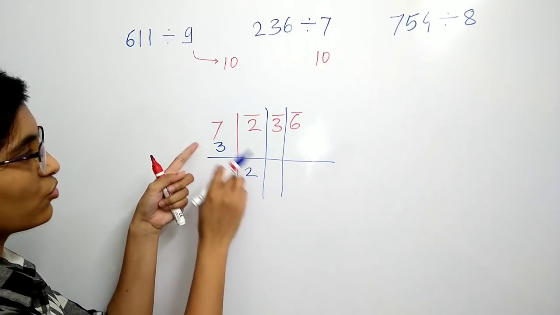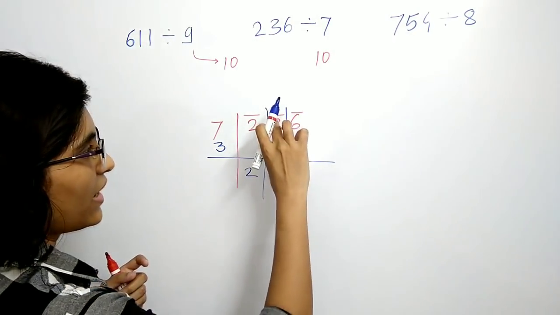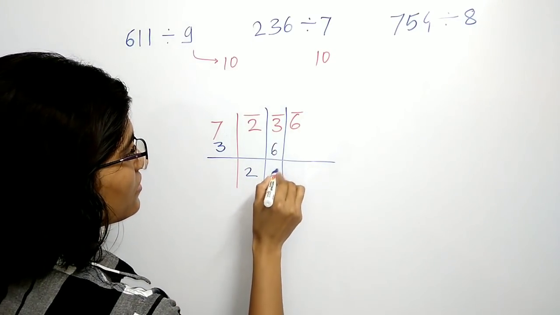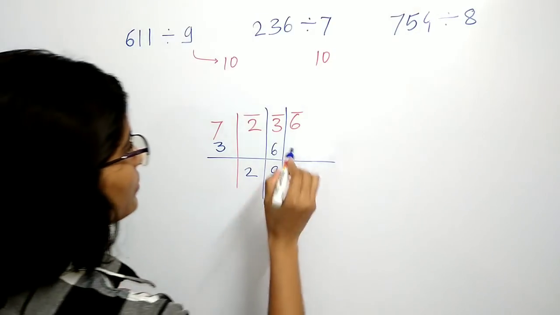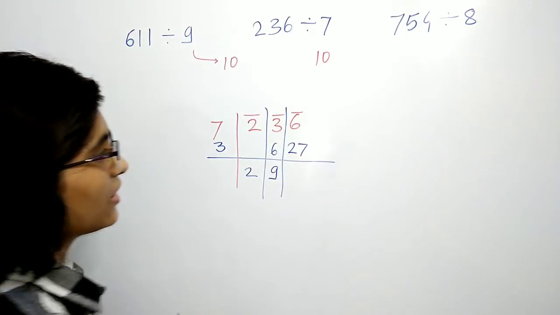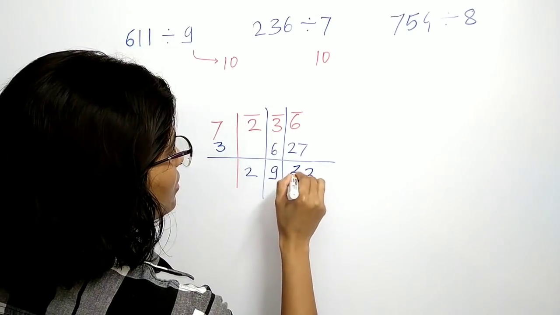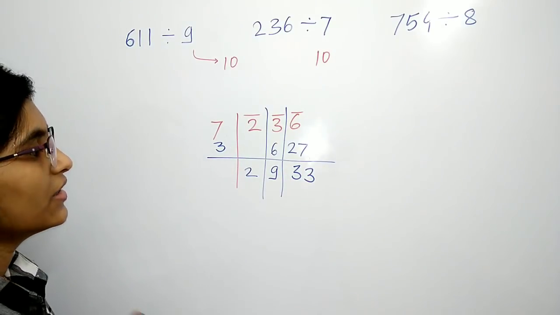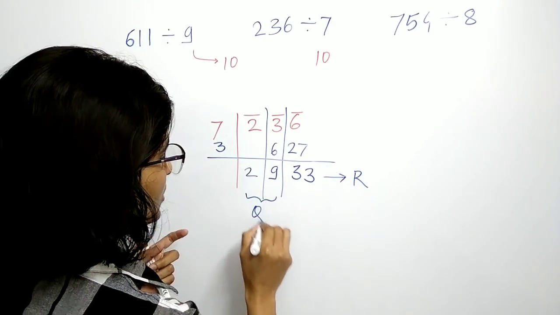Now multiply this 2 with this 3. So 2 times 3 is 6. Now add this 3. We have 3 plus 6 is 9. Now multiply this 9 by this 3. We have 27. Now add these 2. So we have 33. Right. Now this is our remainder and this is our quotient.